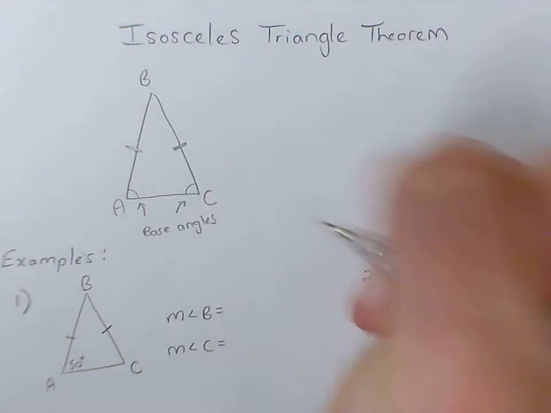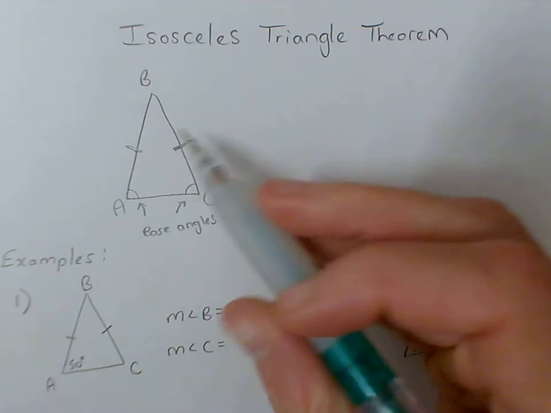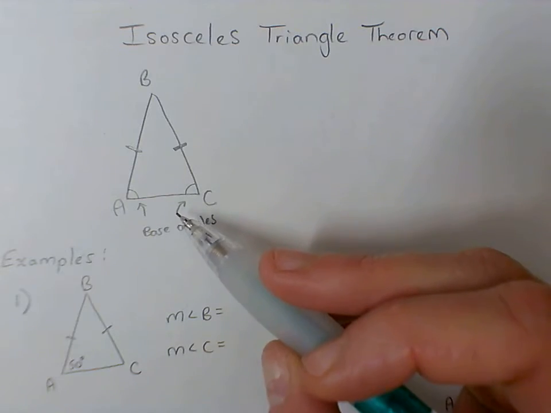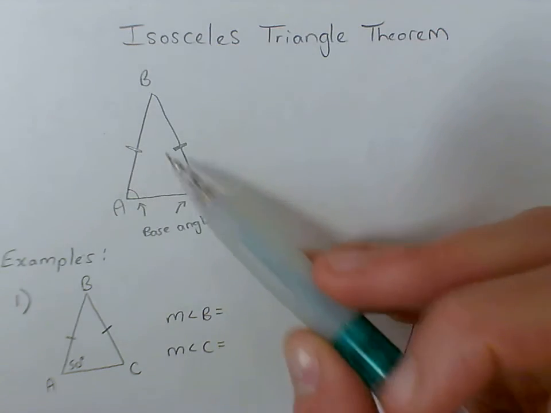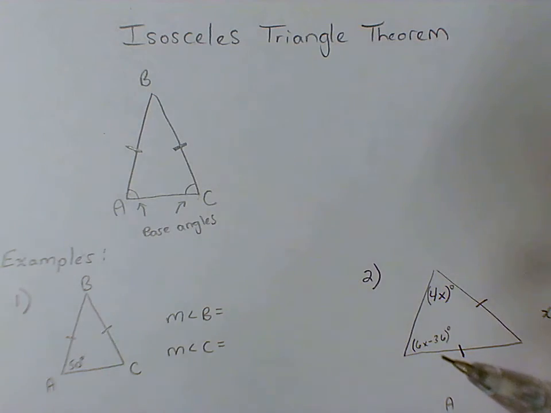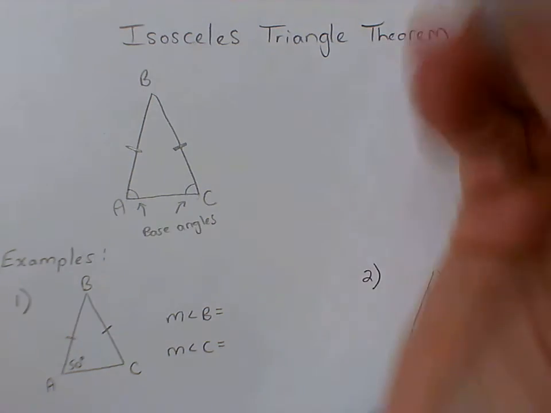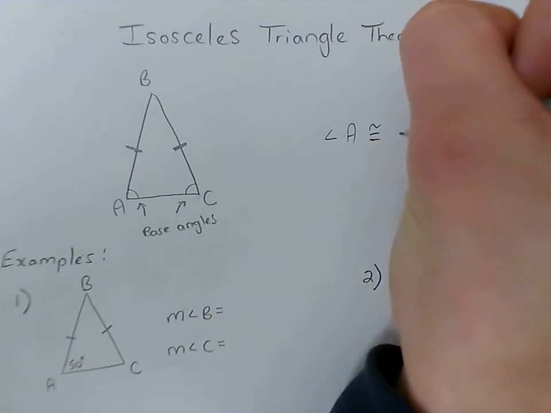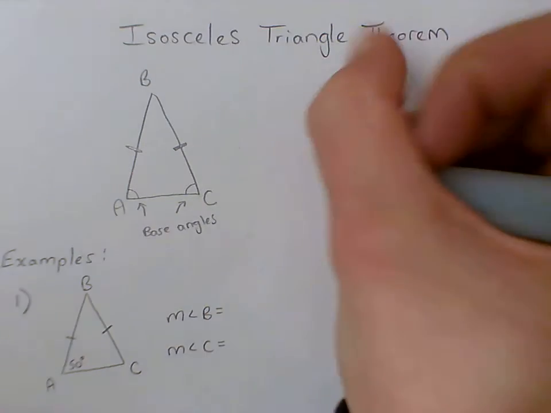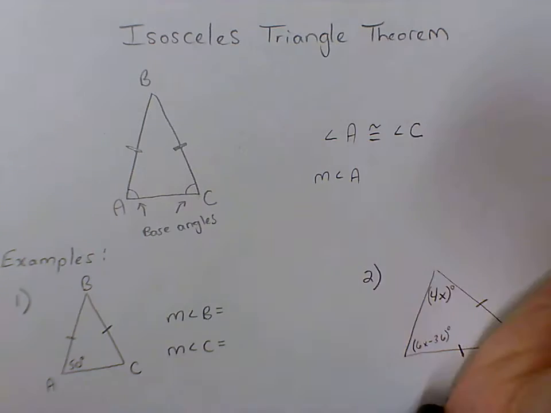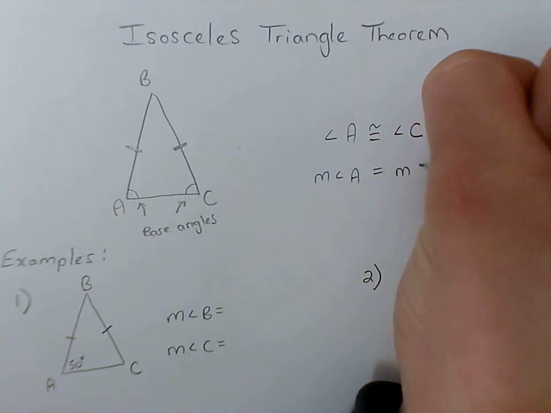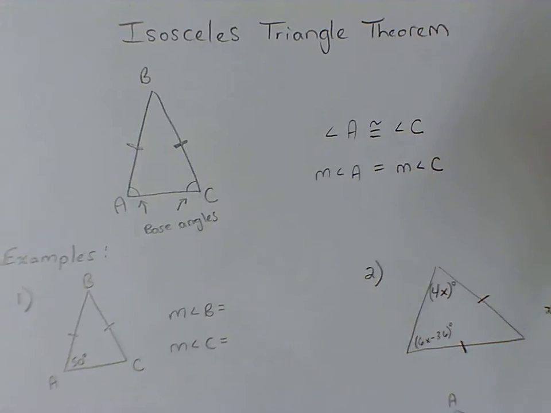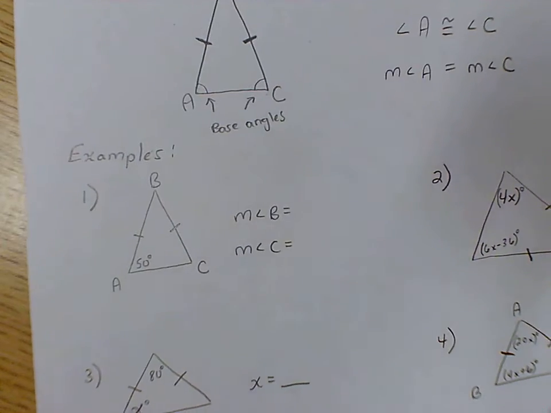One thing I do want you to realize is, remember, they can turn these triangles around. So don't always think that the base angles are going to be at the bottom. That's why I'm saying make sure you realize they're the ones across from the congruent sides. In this problem, angle A would be congruent to angle C, so whatever the measure of angle A is will be equal to the measure of angle C. That's what that theorem says. Let's do some problems where you have to use that theorem.